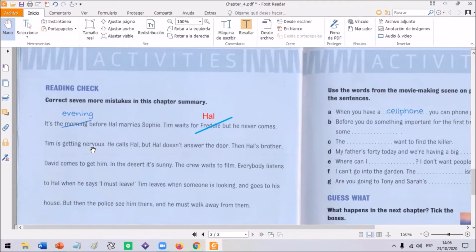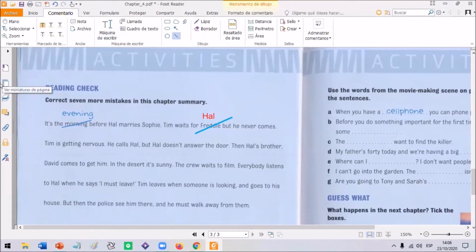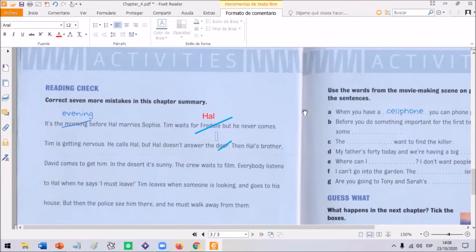It has no mistakes. He calls Hal, but Hal doesn't answer the door. Is there a problem with this sentence? What do you think? Yes, right, there is one mistake here. What is it? Right, door is wrong. Okay, so Hal doesn't answer what? The phone. Very good. So Tim is getting nervous. He calls Hal, but Hal doesn't answer the phone.